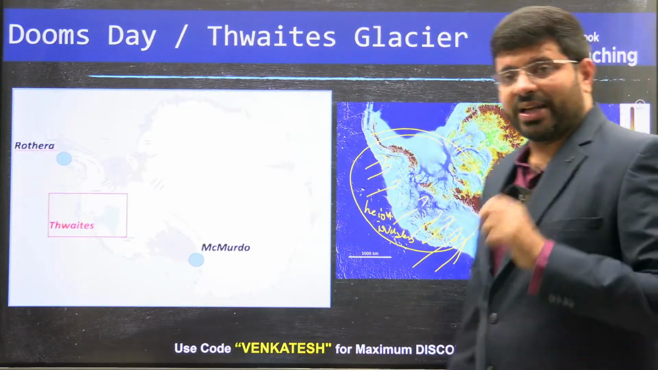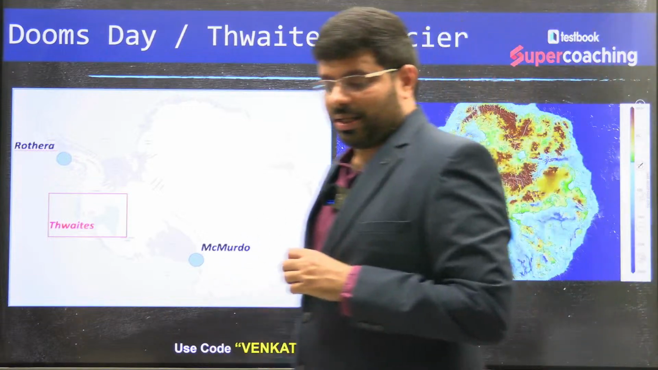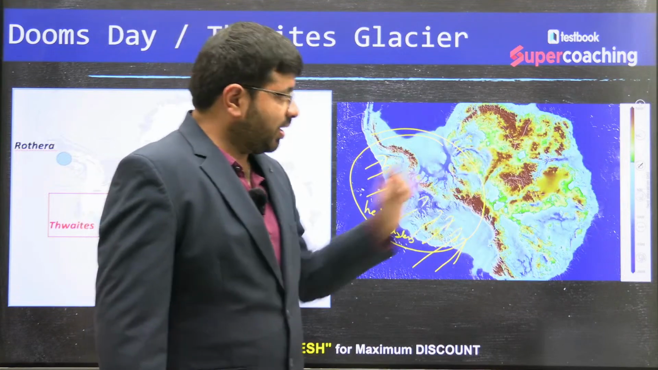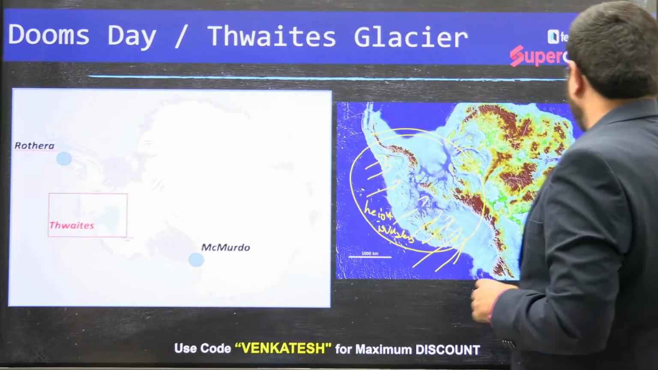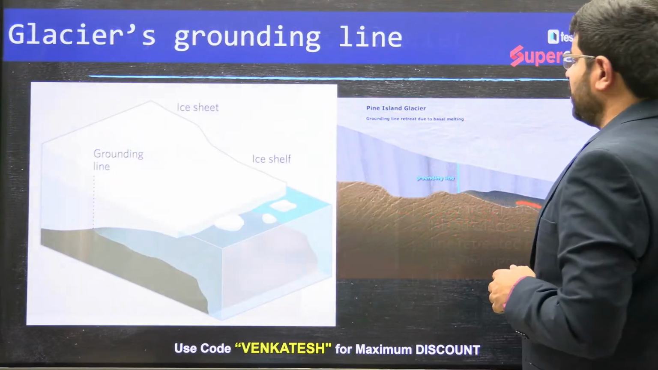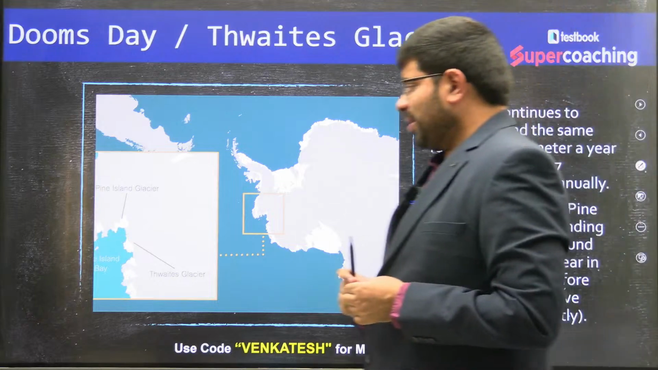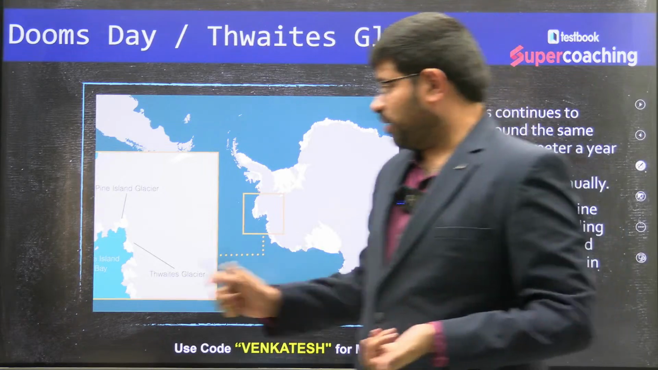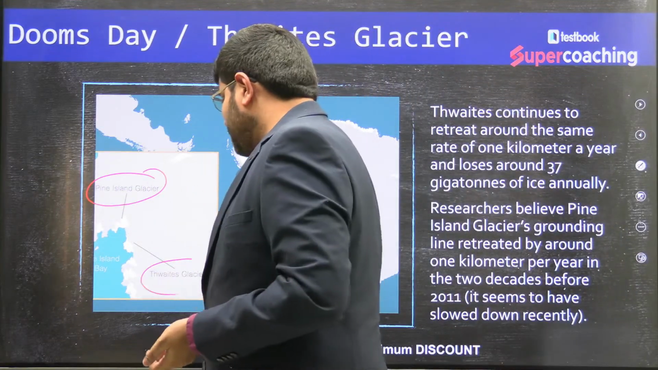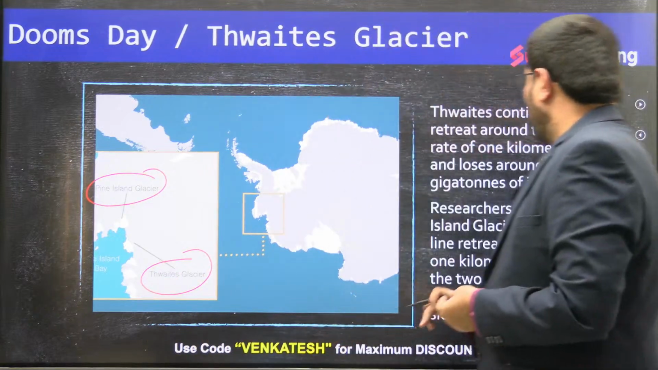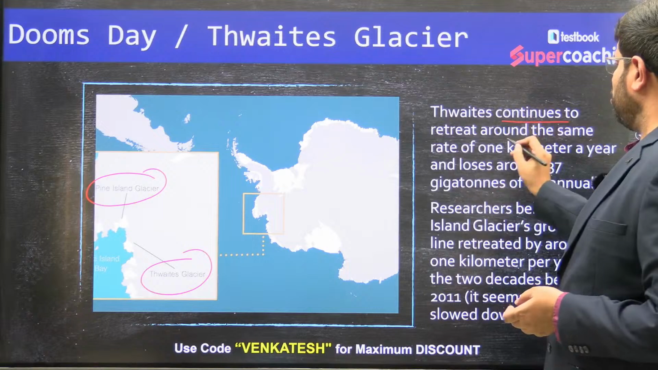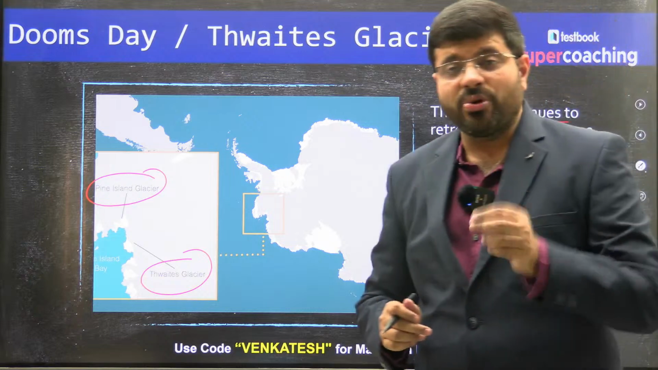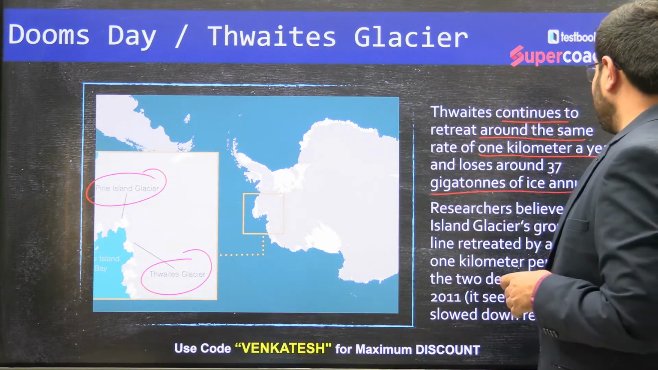So on which side is there more Antarctic coastline loss? It is on the western side rather than on the eastern side, right? Then moving further, there are two glaciers of the Antarctic Ocean, Pine Island Glacier and Thwaites Glacier, which together are responsible for this. Thwaites continues to retreat at around the same rate of 1 kilometer a year and loses a mammoth 37 gigatons of ice annually.